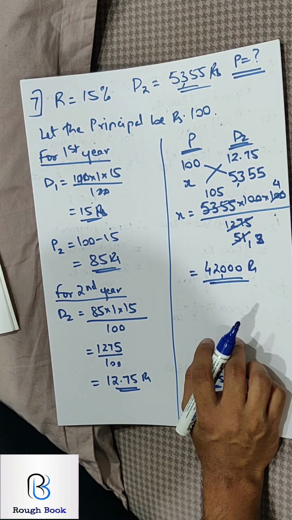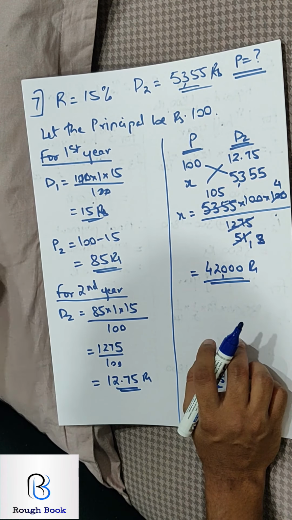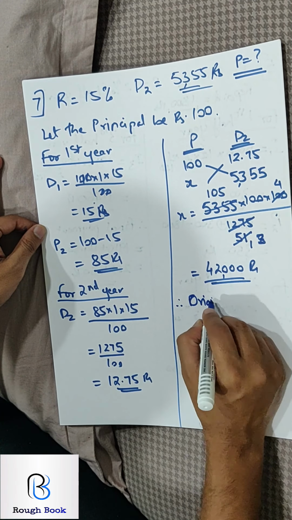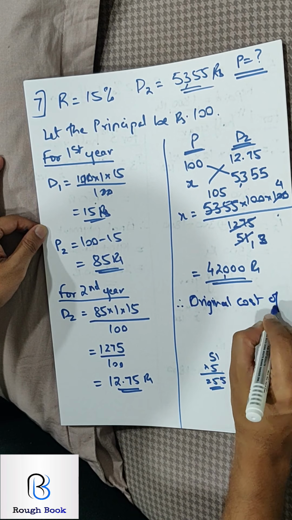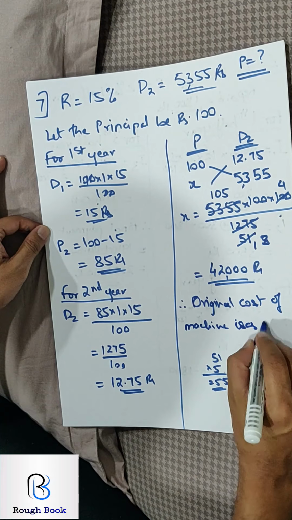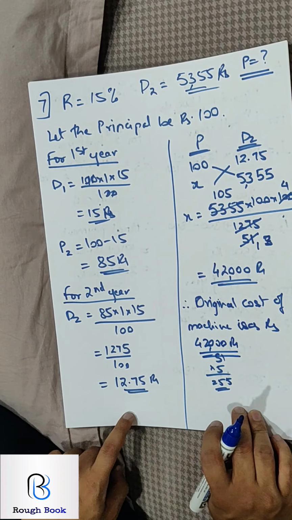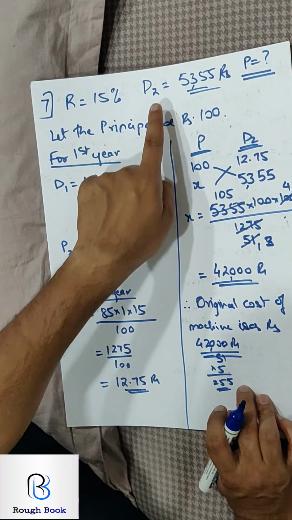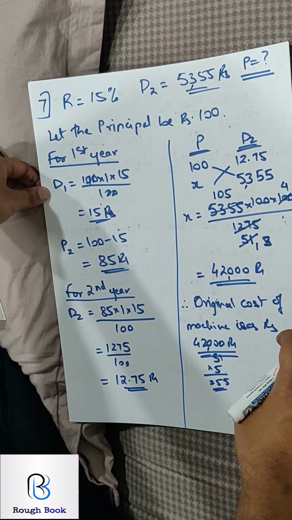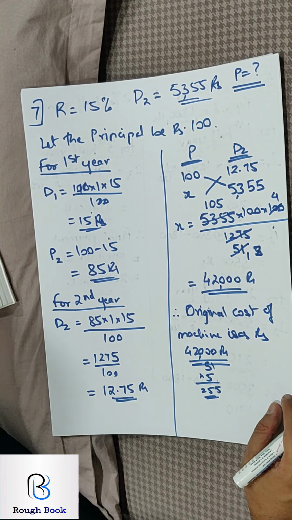So the machine in the start was bought for rupees 42,000, and later on the price started reducing by depreciation. So I will write therefore original cost of machine was rupees 42,000. So whenever there is depreciation, remember you need to subtract. Whatever has been given, reach to that part and do unitary method. Very important type of question is this. So once again, whenever we get this type, I want everyone to go ahead with this one.